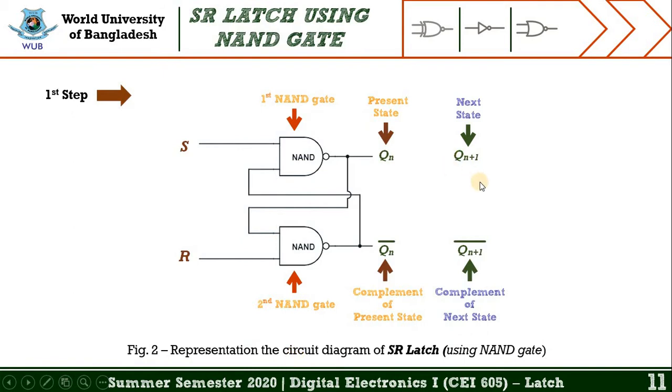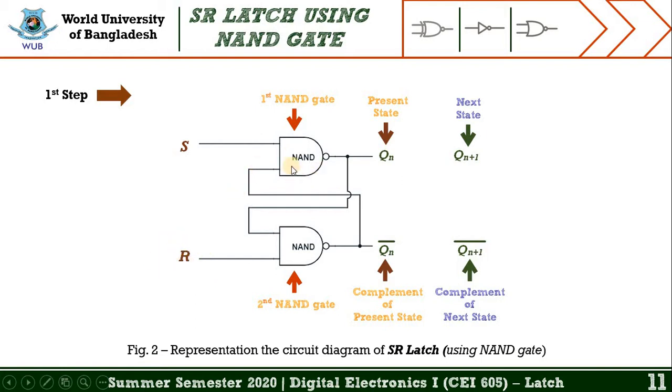Now, time has come to learn the SR latch using only NAND gates. Figure 2 represents the logic circuit diagram of the SR latch, constructed only by NAND gates. If you look at this figure, you may find three sections: the left section, the middle section, and the right section. In the left section, you may find two inputs, one symbolized by capital letter S and another by capital letter R.